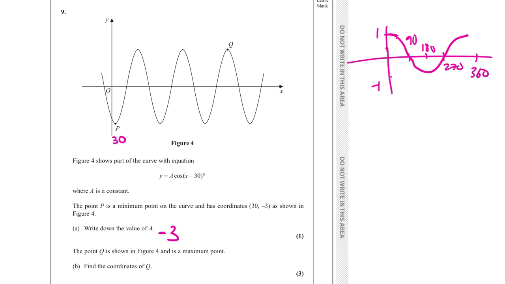I get that it's a minimum, but look. If I move this by 30, adding 30 here, my new axis is going to be here. This point has now come to here. So A is negative 3. Yeah, it caught you, it caught me. We all got excited. Right, A is negative 3.